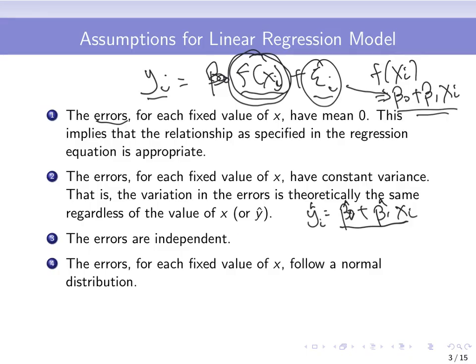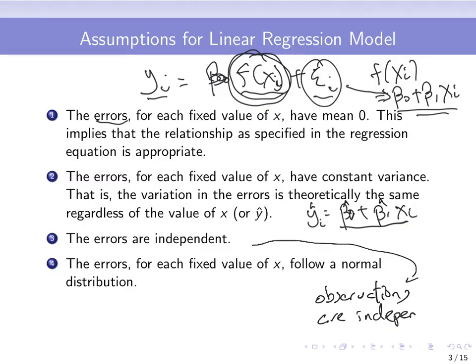The other part of the assumption is that the errors are independent. The consequence of assumption 3 is that the observations are independent. That's what the third assumption means. The fourth one is that the errors for each value of x follow a normal distribution.